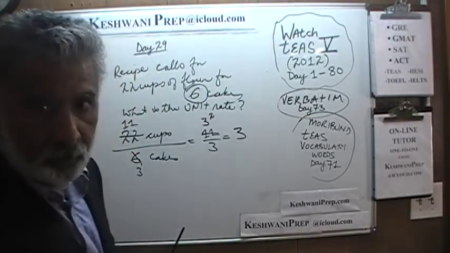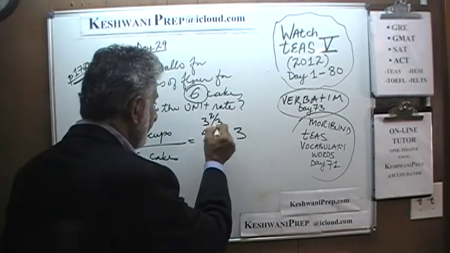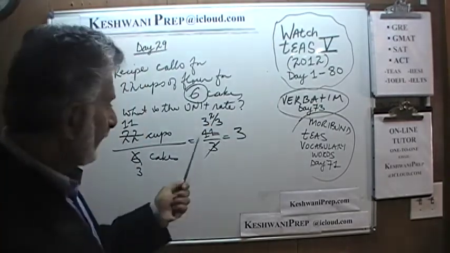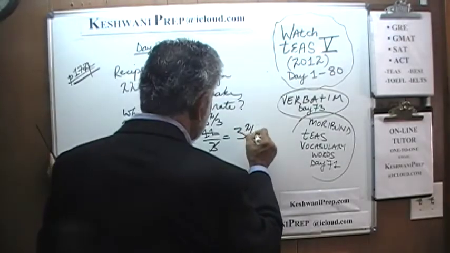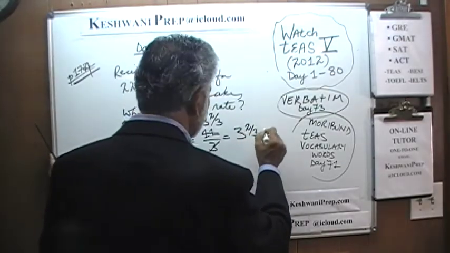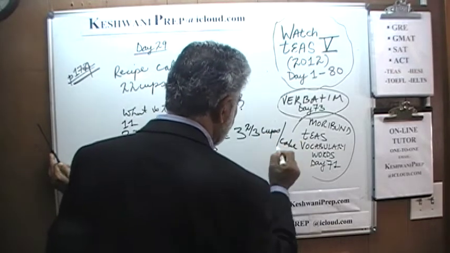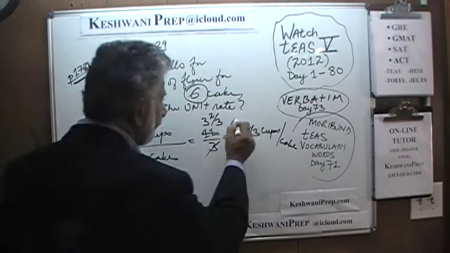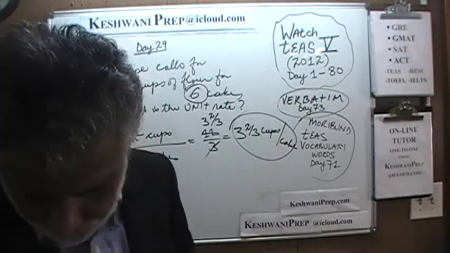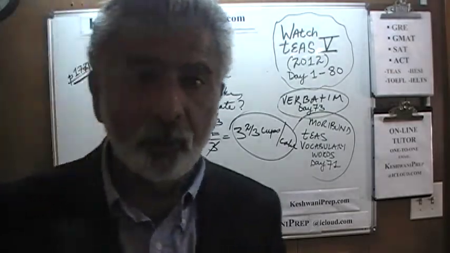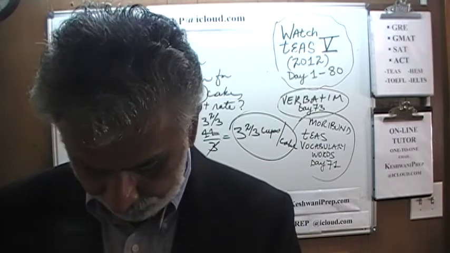What happens to the 2? That 2 has to be divided by 3 as well, because the whole thing is being divided. There you go. So the answer is 2 and 2/3 cups per one cake. The answer is 2 2/3 cups of flour is needed to make one cake, which is very nice to know.